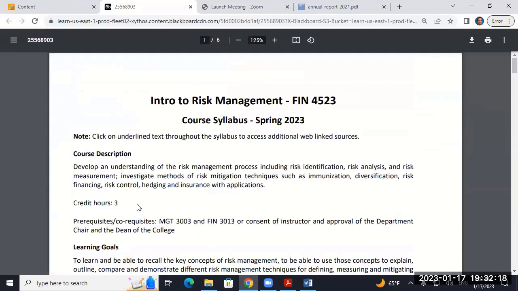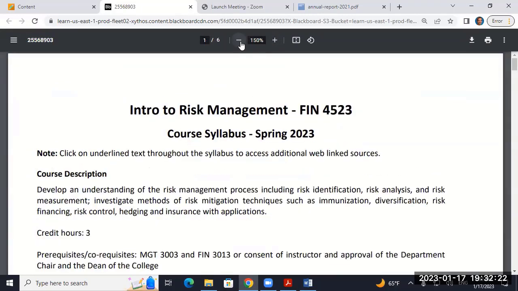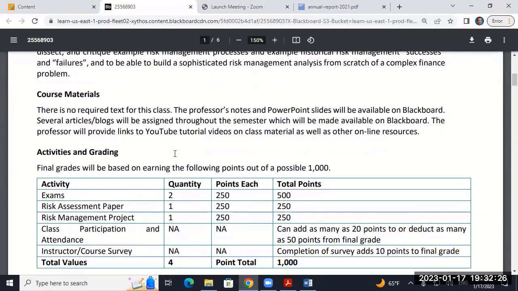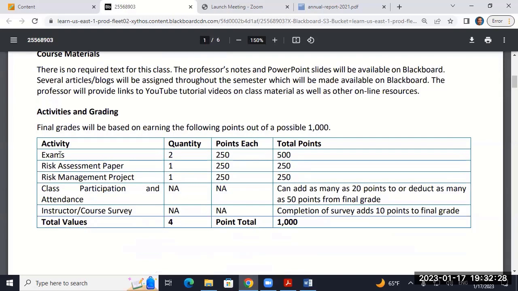So let's talk a little on the class, just walk through the syllabus, and then I want to help you get started on the first paper so you can get ahead of the game. So we have 2 exams. My exams will have some pretty challenging essay questions and then some very straightforward math questions.